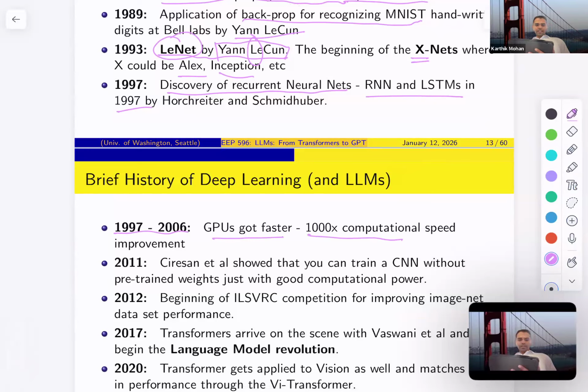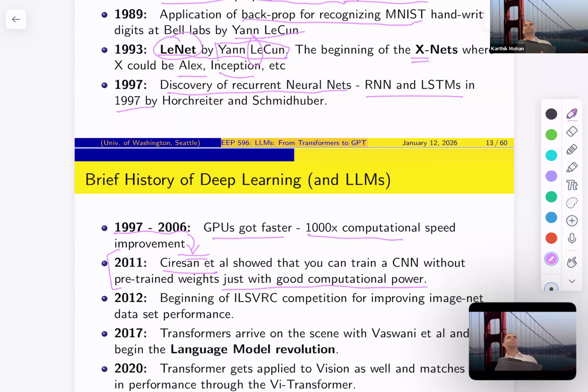So around this time people started going back to neural nets and saying, can we redo the implementation, see if we can actually make it practical? Can we make deep learning practical? Because until this point, it was still not considered practical. So in 2011, Ciresan et al. showed that you can train a CNN without pre-trained weights, just with good computational power.